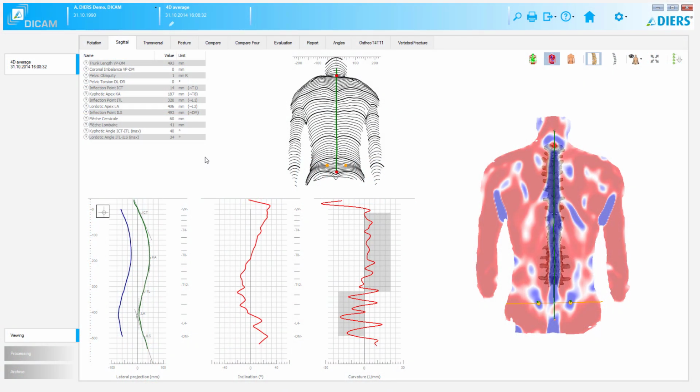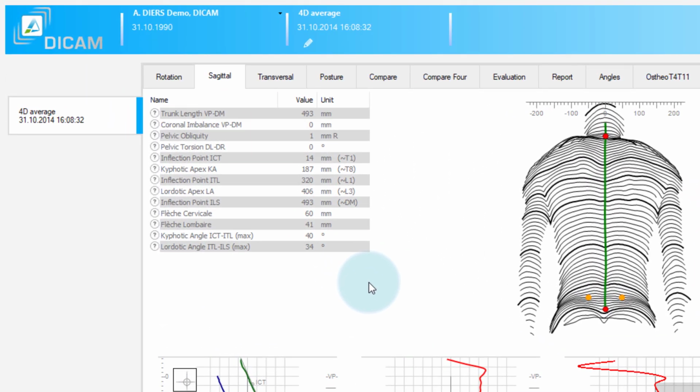Let's move on to the sagittal plane tab. After we spent a very long time in the previous tab, it will now get a bit shorter. You already know the basic page structure and we have already discussed the core parameters. In the parameter table of this tab, some secondary parameters are added. These include the inflection and apex points.